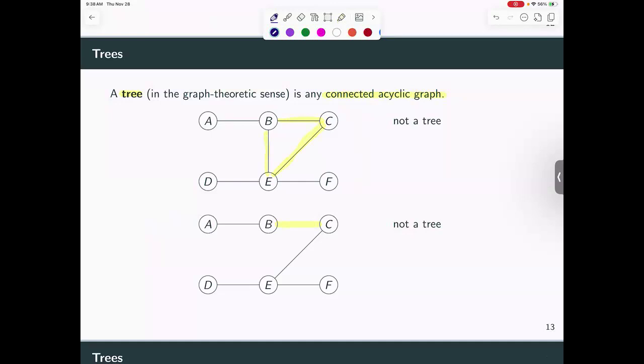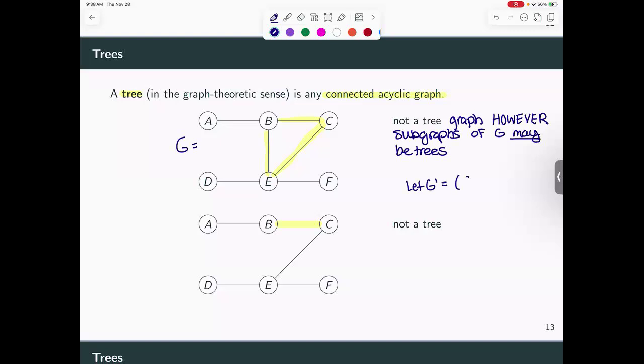I will say that it doesn't mean that there aren't subgraphs that are trees, but the whole graph is not a tree. However, subgraphs of G may be trees. So if this is G, and I say let G prime equal the set of vertices A, B, C, D, E, F, and then my set of edges are A-B, B-C, B-E, D-E, and E-F.